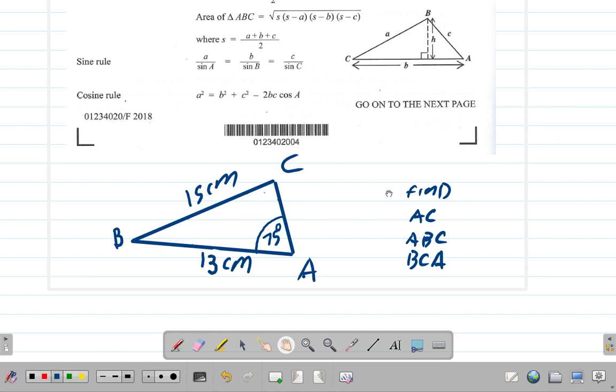Let's consider this triangle here, triangle ABC, and we know that on this side BC is 15, AB is 13 centimeters, and then we're supposed to find AC, the side AC, as well as this angle, that's ACB or BCA, and also this angle ABC.